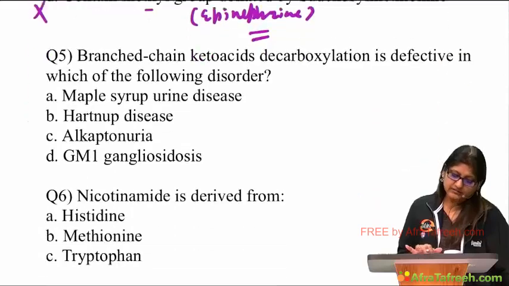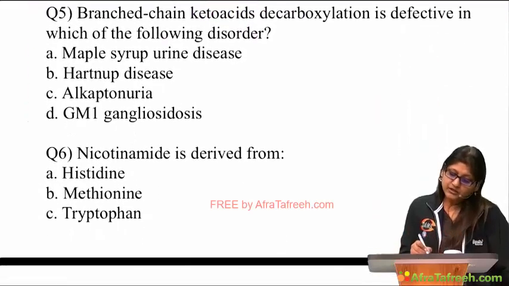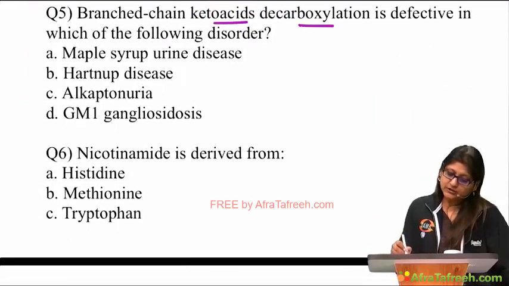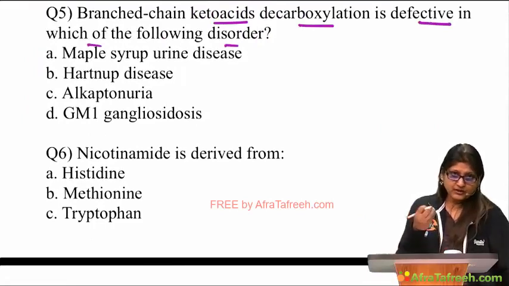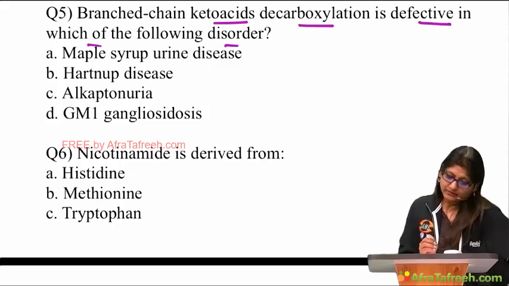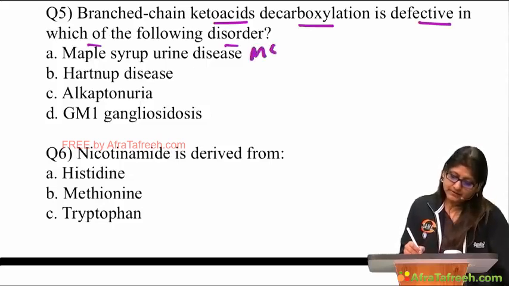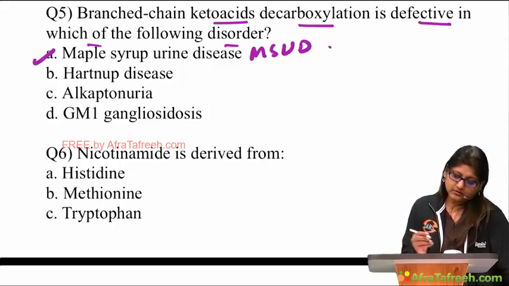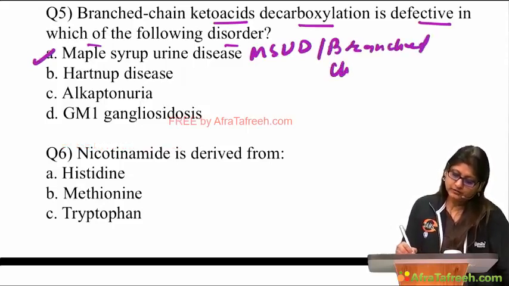Now coming to the next question, which is the fifth question. Branched chain keto acid decarboxylation is defective in which of the following disorders? You have branched chain alpha keto acid decarboxylase enzyme deficiency in maple syrup urine disease, which is otherwise called branched chain ketonuria.